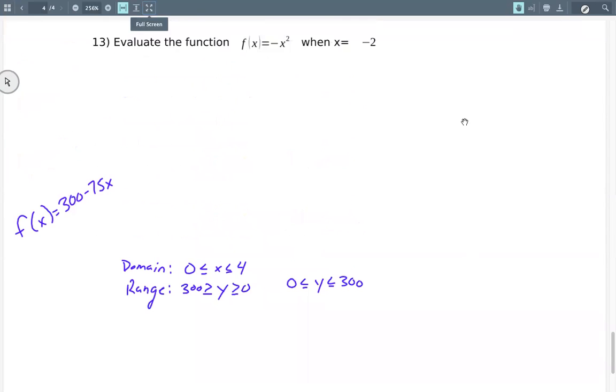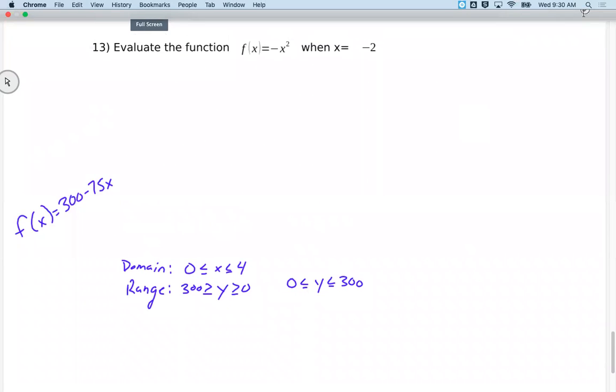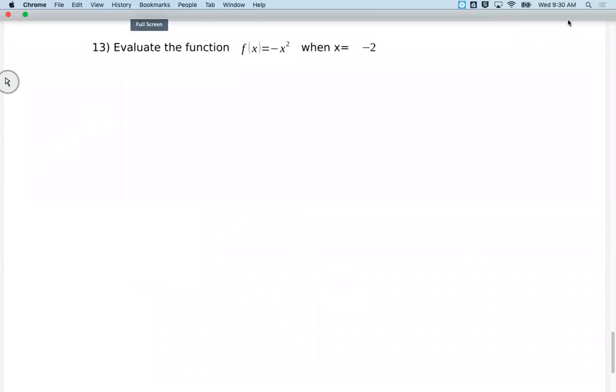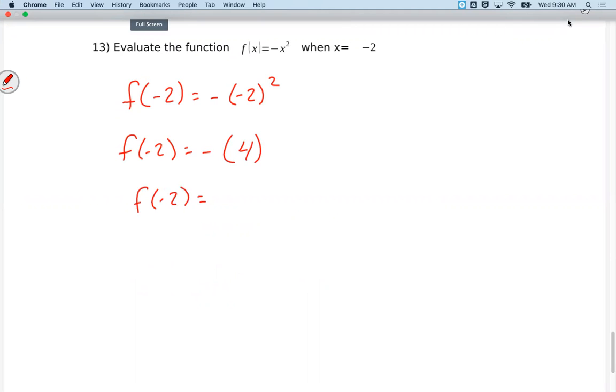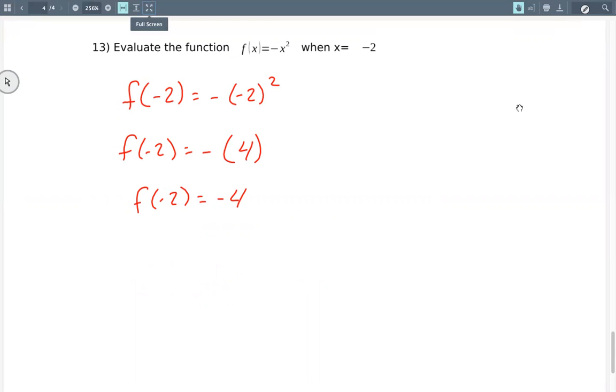Now, number 13 says evaluate. So evaluate just means I'm going to replace the x with the -2. Well, there we go. So f of negative 2 equals, keep that negative outside, negative 2 squared is going to be 4. So f of negative 2 equals negative 4.